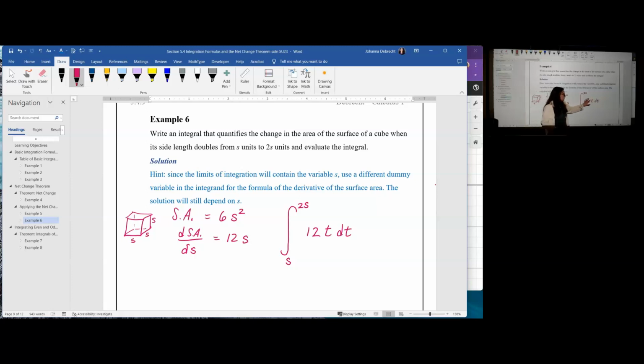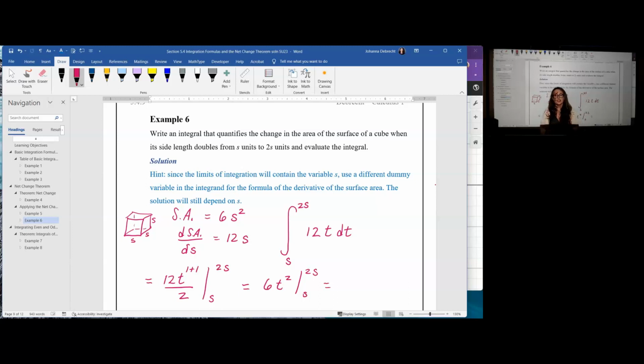This, of course, is just a polynomial integrand, so we can apply the power rule. When we apply the power rule, we increase the power by 1, and we divide by the new power, which is 2. We need to integrate and substitute the limits of integration, s to 2s. This gives me 6t squared between s and 2s.